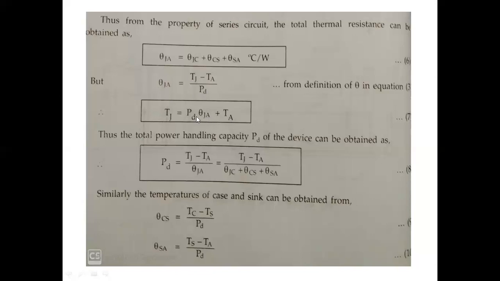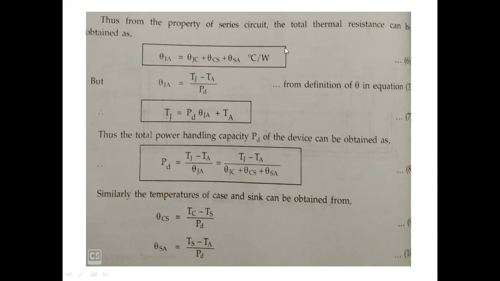Okay. So similarly, from this equation, Pd is Tj minus Ta by theta Ja. Okay. So that is Tj minus Ta. But what is theta Ja? Theta Ja is theta Jc plus theta Cs plus theta Sa. This is the total thermal resistance. The thermal resistance from junction to ambient is the combination of thermal resistance from junction to case plus thermal resistance from case to sink plus thermal resistance from sink to ambient.